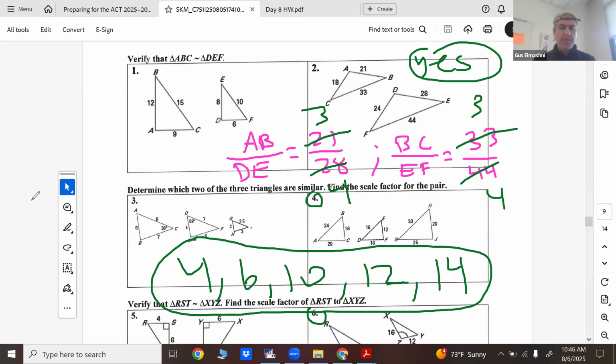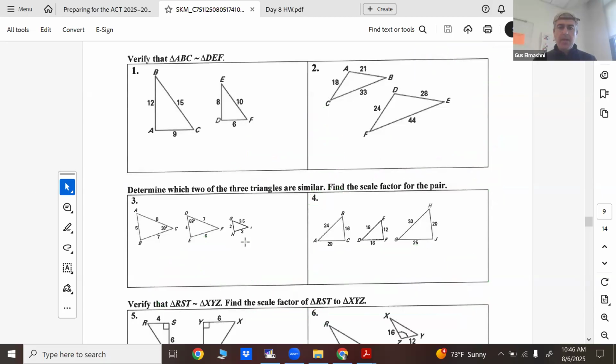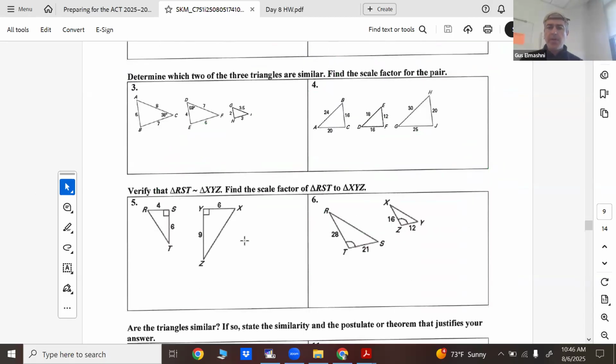Okay, so 4, 6, 10, 12, 14. Let's talk about it. Which set of triangles do you think are similar? Which one would follow a consistent ratio? Well, let's look at the first and third. If you look at the first and third ones, right?